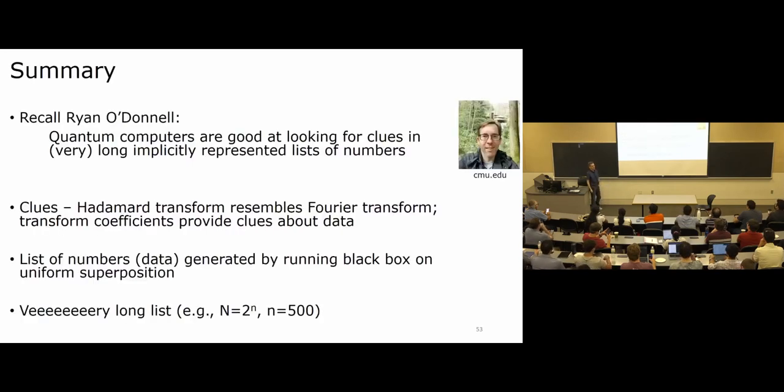So to summarize, Ryan O'Donnell said that quantum computers are good at looking for clues. Looking for clues meaning we need to run the second rotate at the end because the data is hidden in this superposition. Looking for clues in lists of numbers, quantum amplitudes, implicitly represented lists, implicitly represented because they're buried inside the superposition. We cannot access it directly. And these are very, very long lists because they could be 2 to the 100, 2 to the 500.